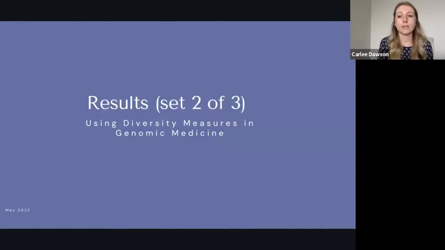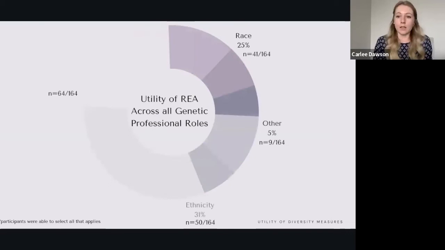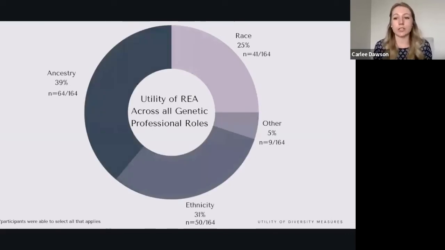The second set of results is looking at the utility of diversity measures in genomic medicine and how or if genetic professionals utilize this information in their own practice. This figure here is showing which diversity measure was utilized most by genetic professionals. Overall, ancestry and ethnicity was utilized most, and again, primarily made up of genetic counselors, but we also see an overlap between the three terms as well, between race, ethnicity, and ancestry.